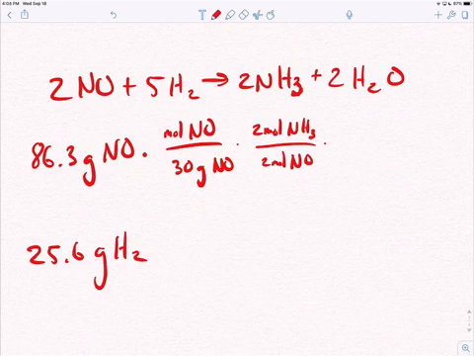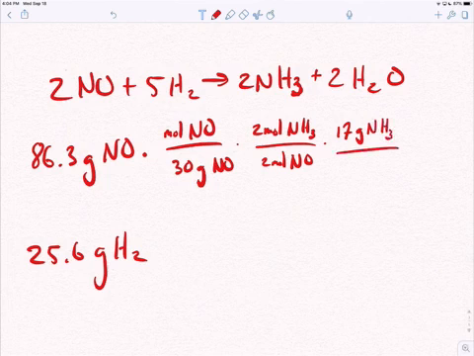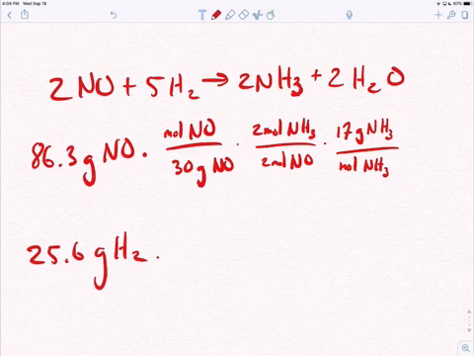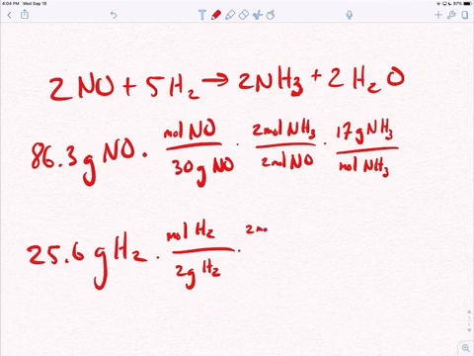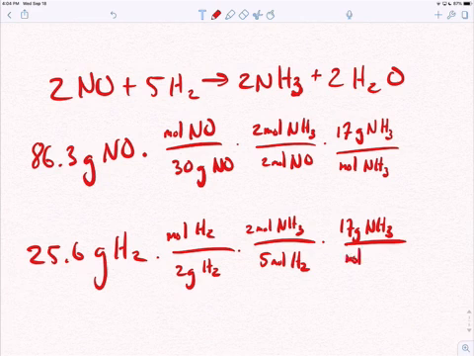And then ammonia, so nitrogen is 14, hydrogen is 3. 14 plus 3 times 1 is 17. 17 grams ammonia per mole ammonia. And then you have to do it twice. So if you look at the hydrogen, same thing. 1 mole H2 to 2 grams H2. Then you have 2 mole ammonia to 5 mole H2, then 17 grams ammonia per mole.